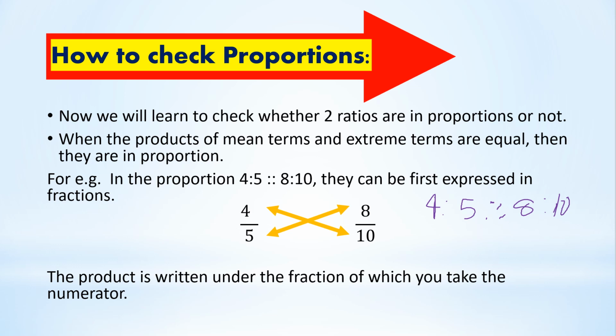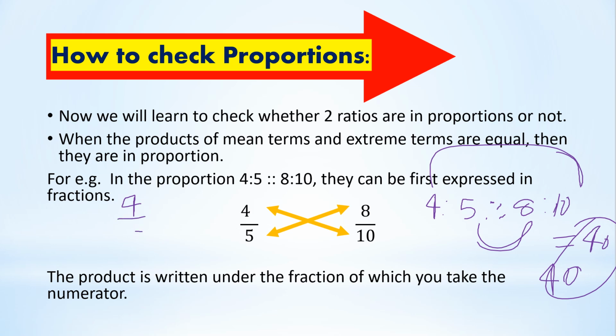So the product of the extreme terms and the mean terms should be equal. The product, not the sum, not the difference, not the quotient, just the product, right? So 4 into 10 is 40 and 8 into 5 is 40. We get the same result, right? So that's why we can say that these two ratios are in proportions if the results are same, right? We can also express them as fractions, right? So 4 by 5 and 8 by 10 should be equal if they are in proportion.